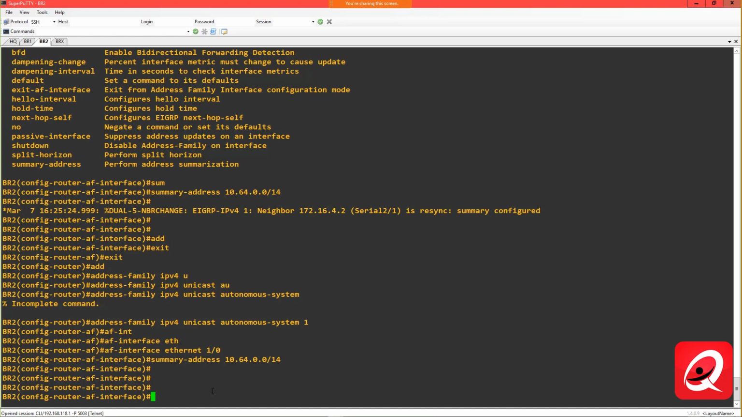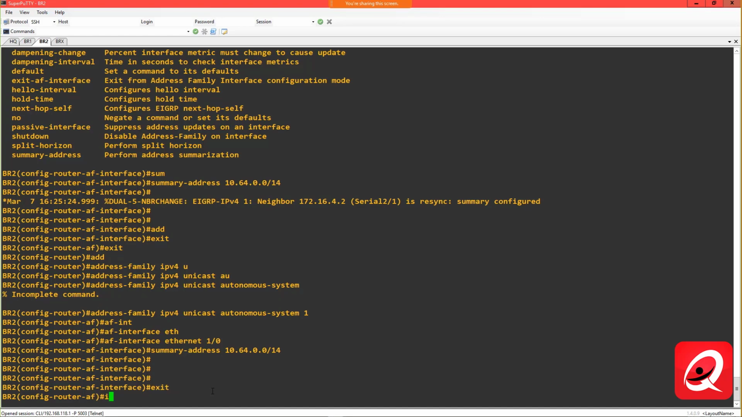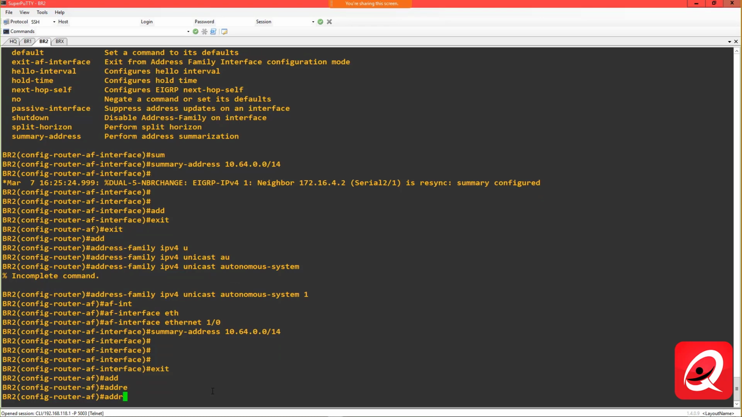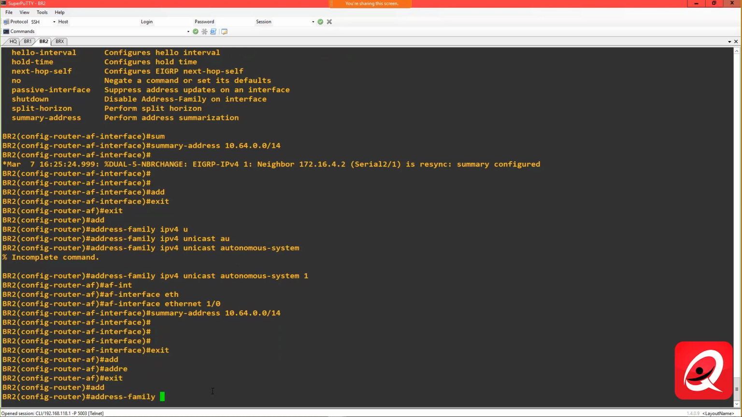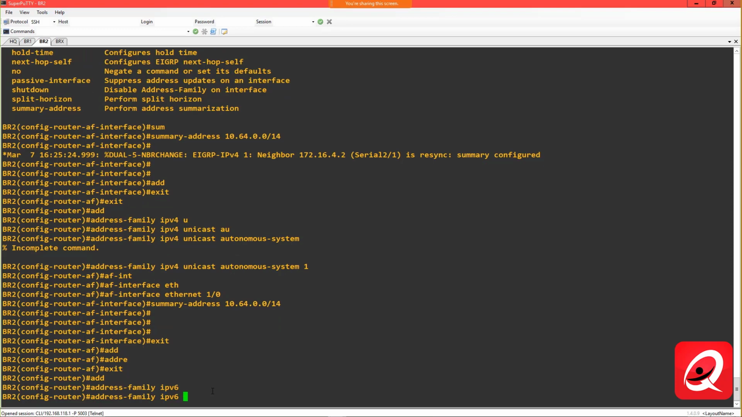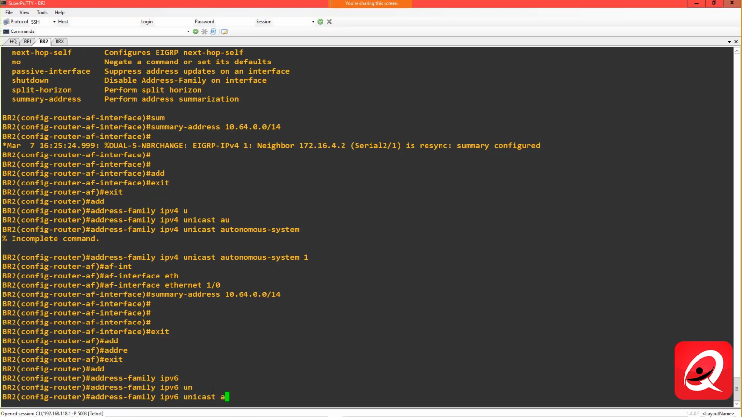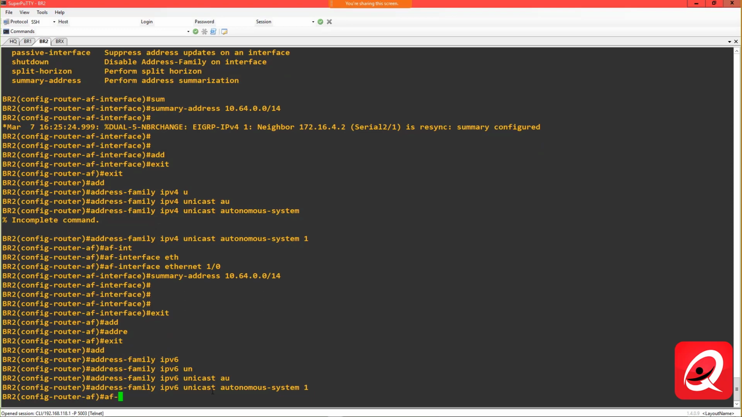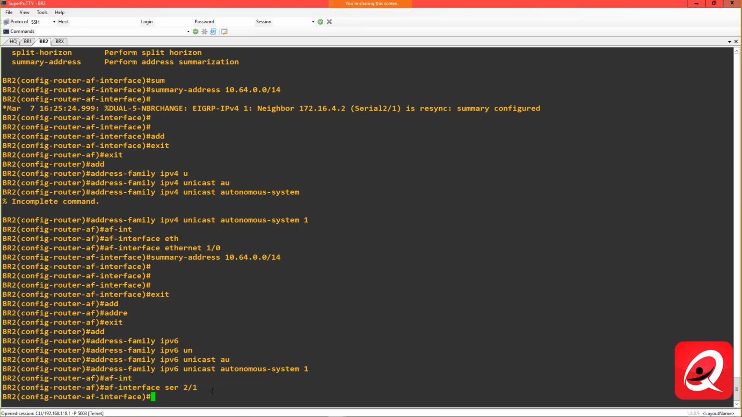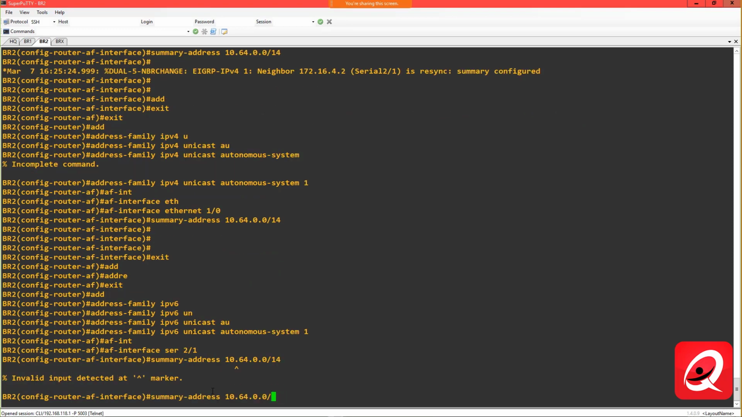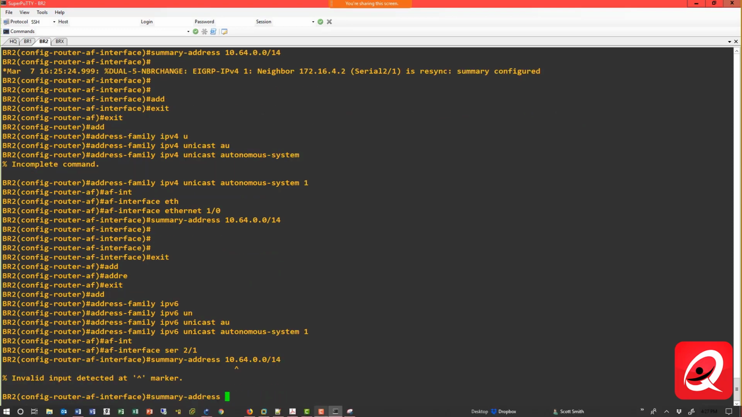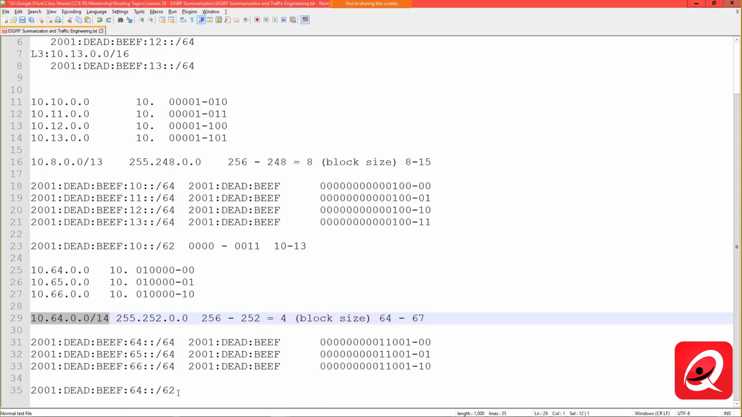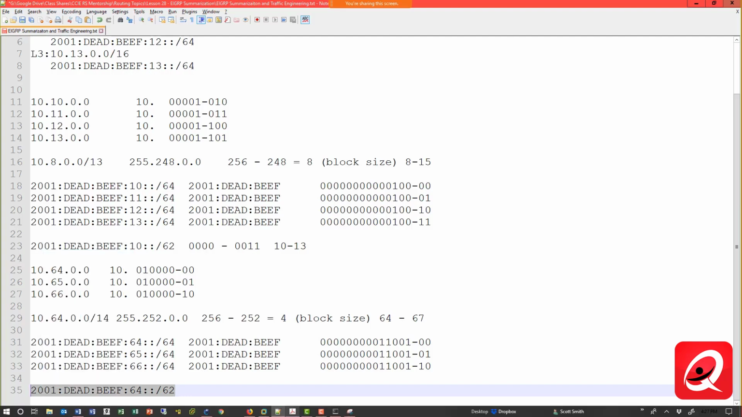All right. So now we need to go into our IPv6 address family. Address family IPv6. You could do unicast and autonomous system number 1 here as well. AF interface serial 2.1. And essentially it's the same command. The only difference is we're applying a v6 prefix instead of a v4 prefix as our summary.